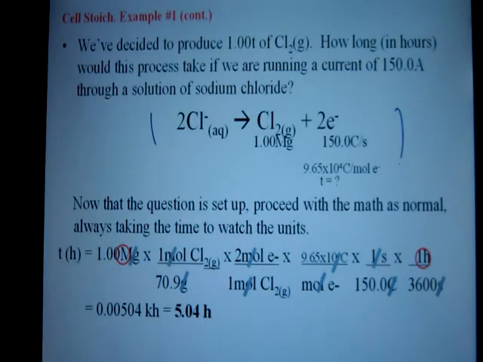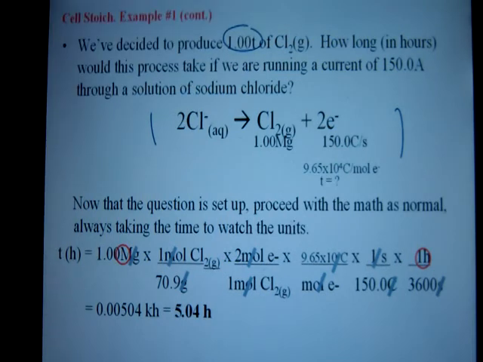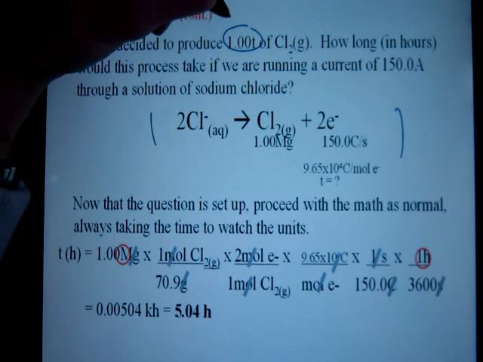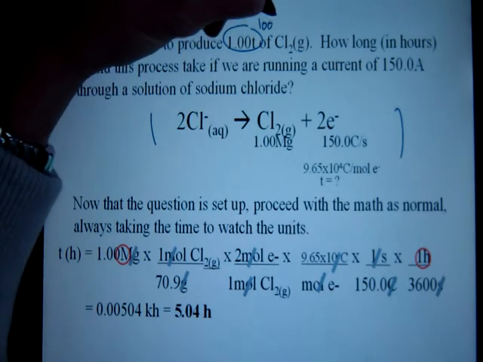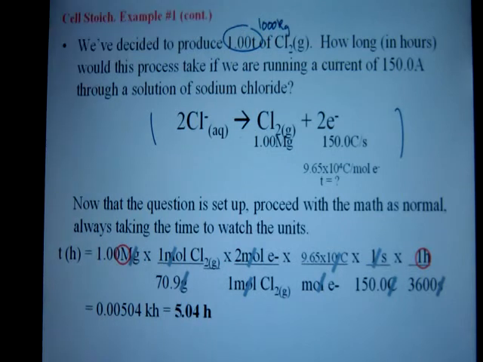So next step, there my reaction is, I have it, it's balanced, good to go. Next thing, let's write down the information we know. I was given 1 ton of chlorine gas, but that's not very handy, so I converted that into 1 megagram. You could have also converted it into 1,000 kilograms or 1,000,000 grams, whatever you like. I just use megagrams because it's a little more convenient as far as neatness goes, I suppose, and significant digits.